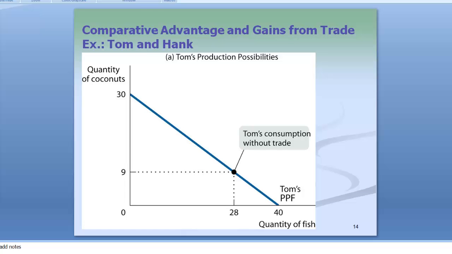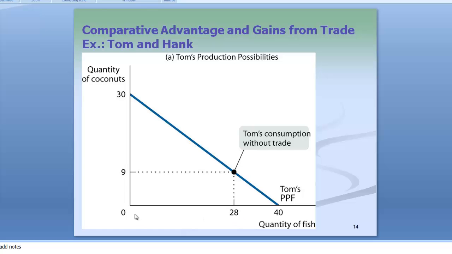Opportunity cost is defined as what you give up to get something else. We can use the production possibility frontier to examine the opportunity cost of production of various goods and services. In this example, Tom has a production possibility frontier where he can use all of his time to collect coconuts, or he can use all of his time to fish. If Tom fishes, he will collect 40 fish in a given period of time and 0 coconuts.